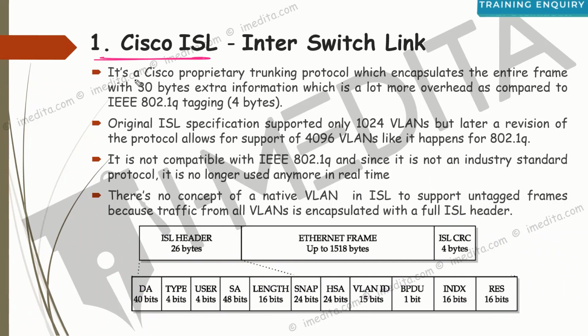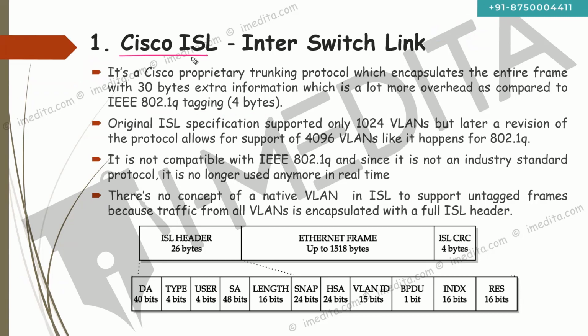But the problem with ISL was that it adds way too much overhead onto the frame. It adds 30 bytes of extra information, a 26 byte long header and a 4 byte long trailer, on every frame. So when the traffic is being sent out of the trunk link, 30 bytes of extra information will be added. When the traffic is received on the other side, that 30 bytes of extra information has to be processed and removed. So it is comparatively a lot more overhead than the .1Q protocol.